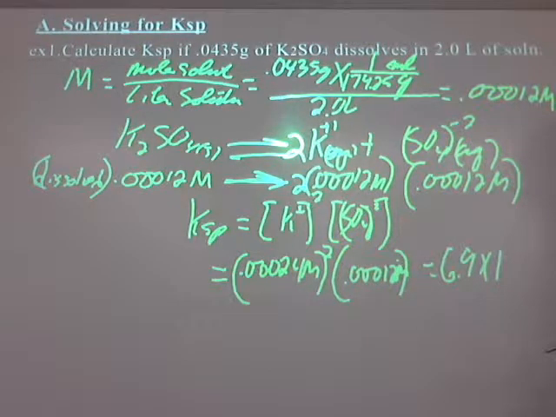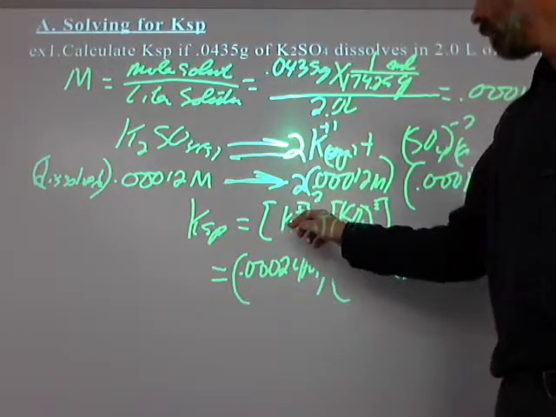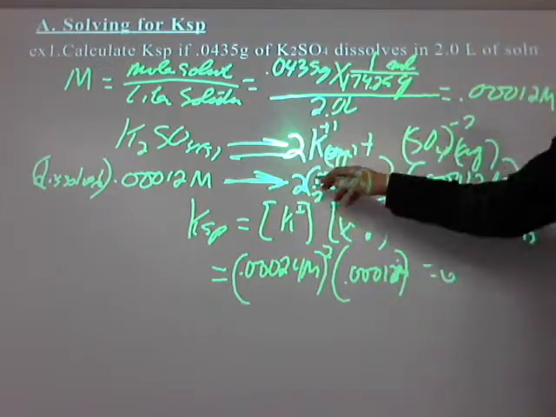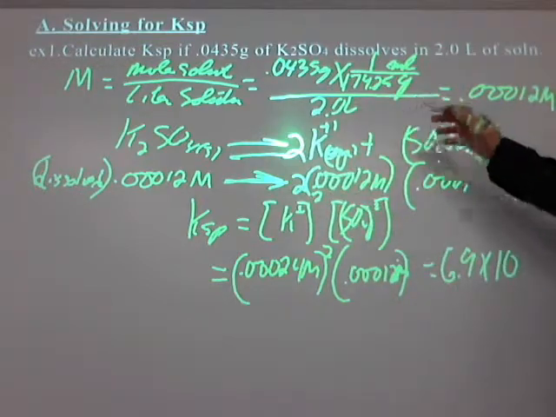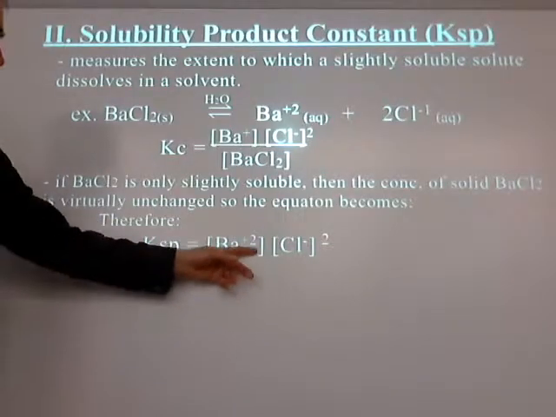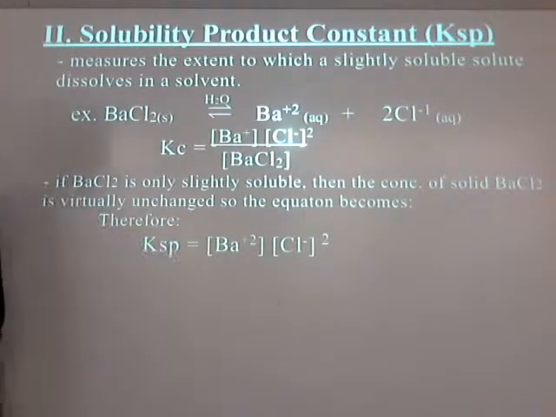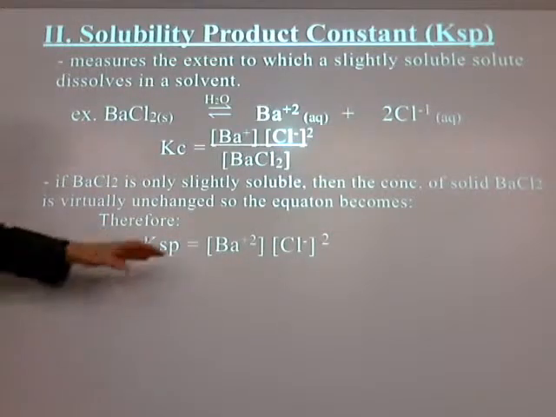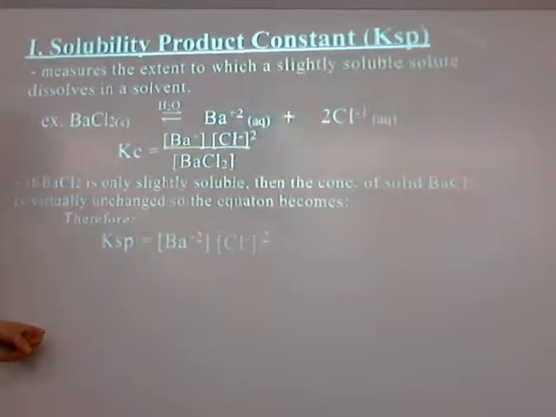Wait, I don't think that's the same number I got last period. What was it? That's what I got: 6.9 times 10 to the negative 12. Oh, I thought there was a negative 9, but I guess I could be wrong. I just thought I remembered it different. Why do I square that K? Remember, that's the Ksp expression. Look at it. Basically, it's the same as the other one, it just doesn't have a denominator.